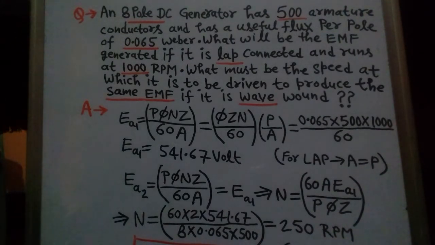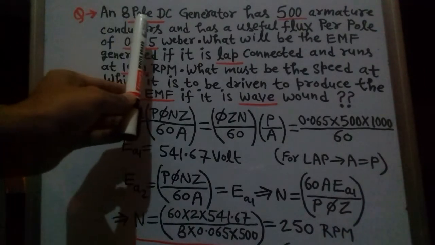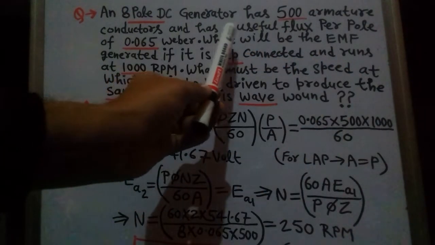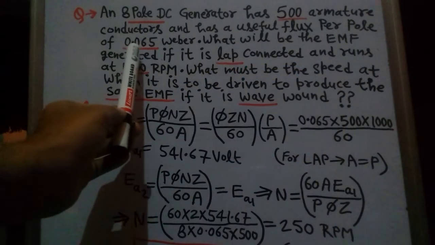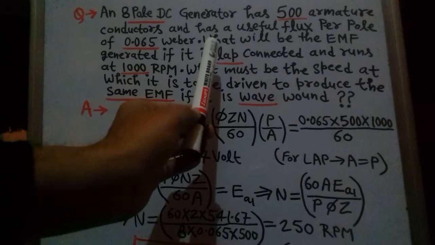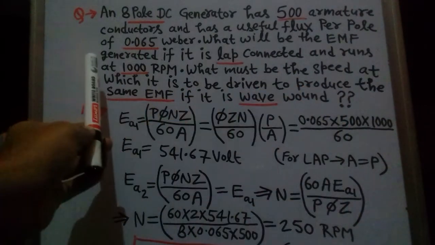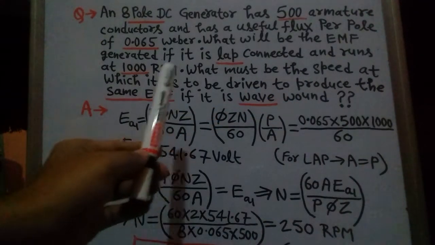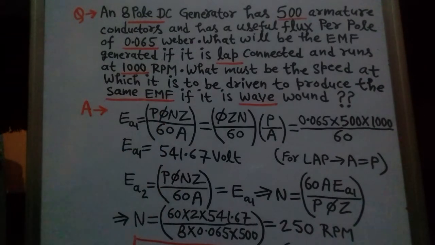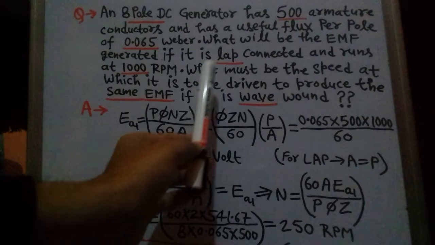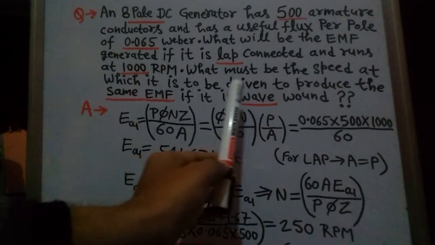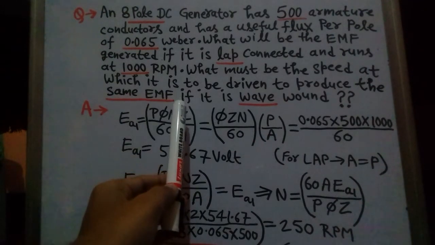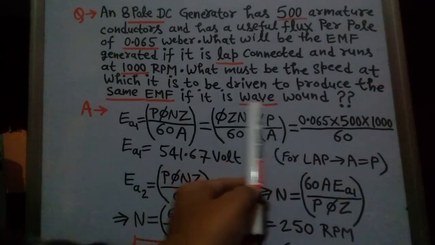The question statement is: an 8-pole DC generator has 500 armature conductors and has a useful flux per pole of 0.065 Weber. What will be the EMF generated if it is lap connected and runs at 1000 RPM, 1000 revolutions per minute? Next it is asking what must be the speed at which it is to be driven to produce the same EMF if it is wave connected.